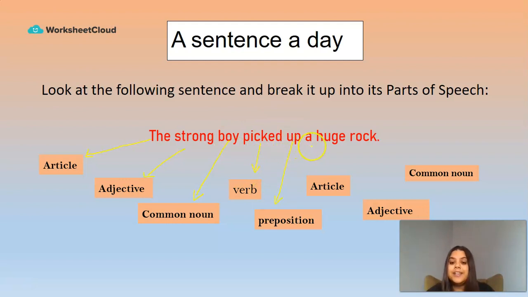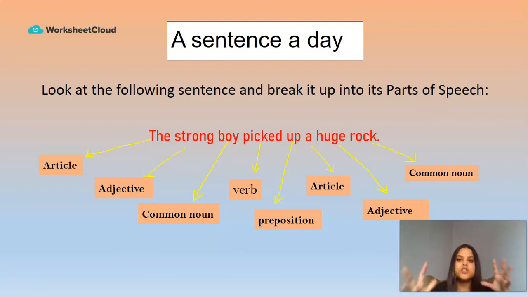And then a is an indefinite article, but like I said, we'll get more into that in a different lesson. For now, we are just going to call it an article. And then huge is describing the noun rock, and therefore it is an adjective, a describing word. And the last one is a common noun, because it is a naming word. It's naming the rock.